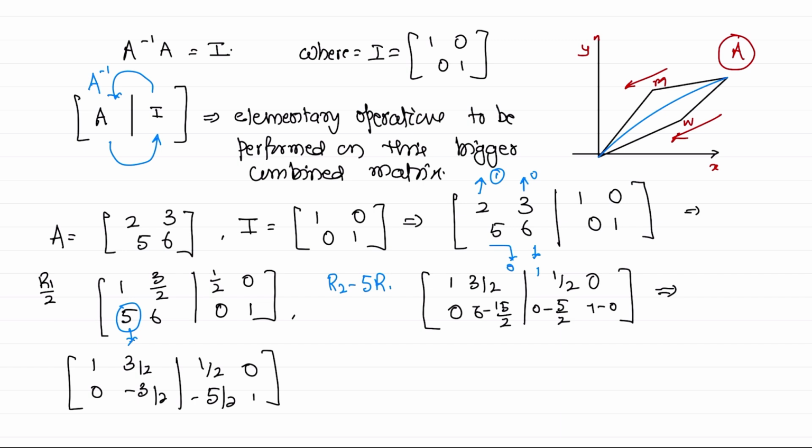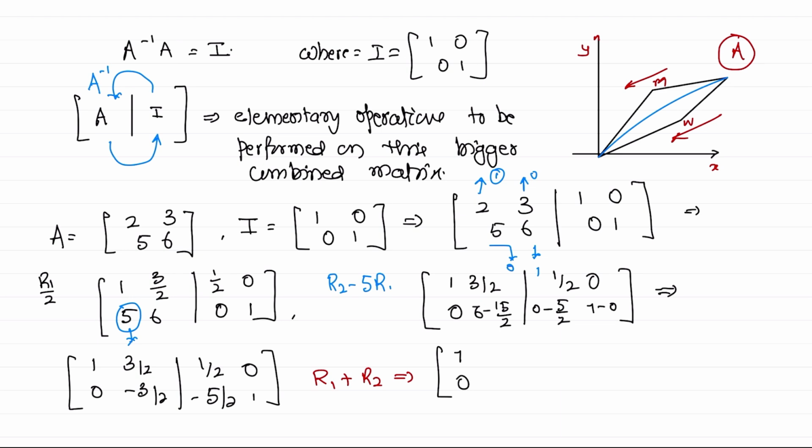Let us add R2 to R1, so that the first element of the second column becomes 0. Next, R1 plus R2 implies what? R1 is 0, 0 plus, by multiplying and adding 0, it will not make any difference. R1's first element is 1 and this is 0, it will not change.